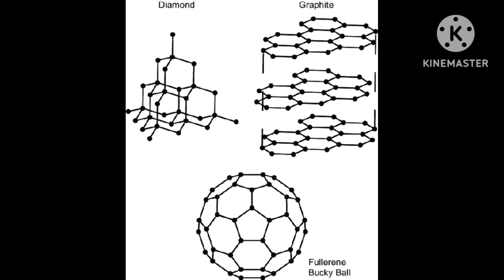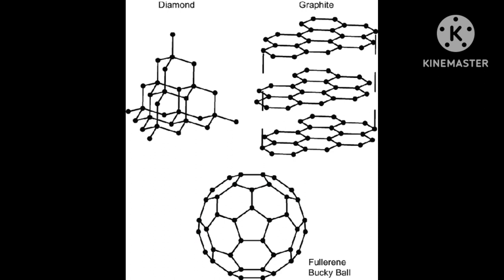But here I want to tell you, till date it is the hardest substance, but now I can say there is something harder than diamond. Other substances have also been found that are harder than diamond. That is the carbon nanotube. This is not something you will study in higher classes. Carbon nanotube is harder than diamond. But till date, diamond is considered the hardest substance on the earth. This is very important.